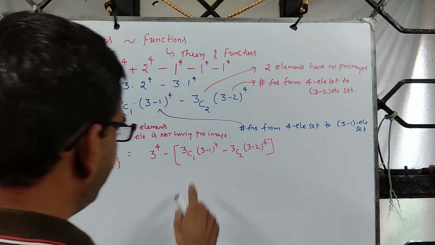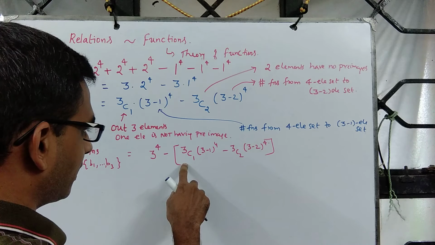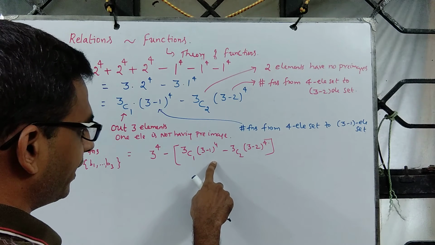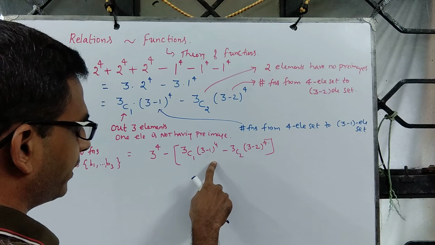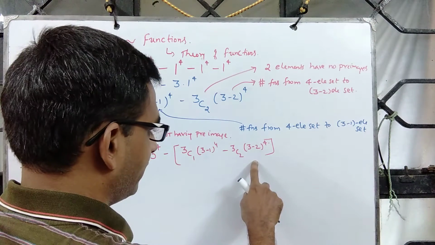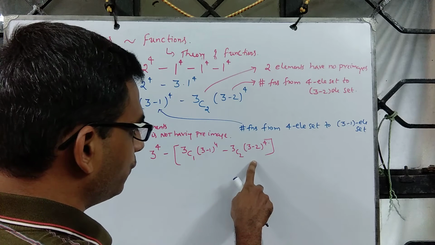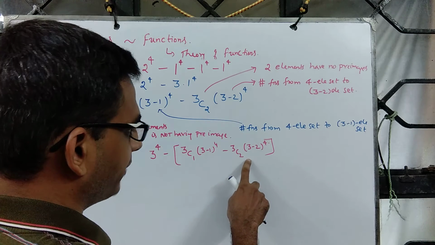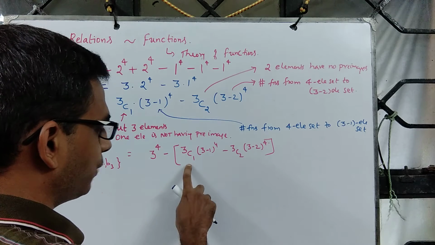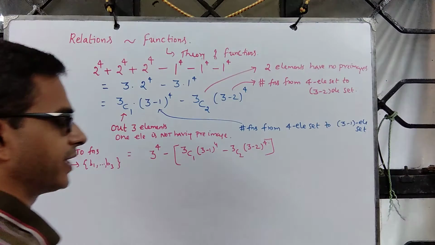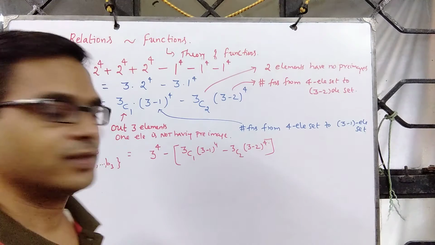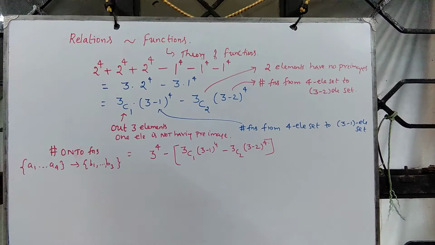Okay, so this clearly tells you that there are functions in which exactly one element in the codomain has no pre-image, and functions in which exactly two elements have no pre-images. Because such functions are already counted, I need to subtract. This is precisely the count. Now one can scale this.